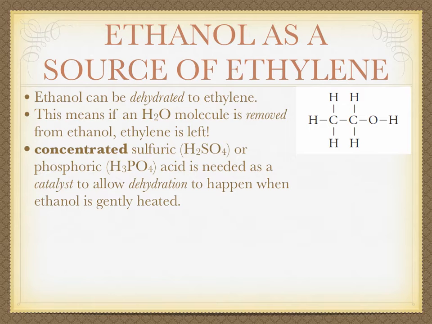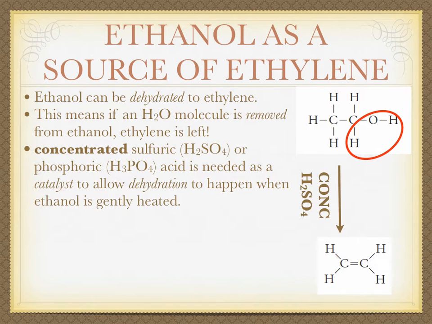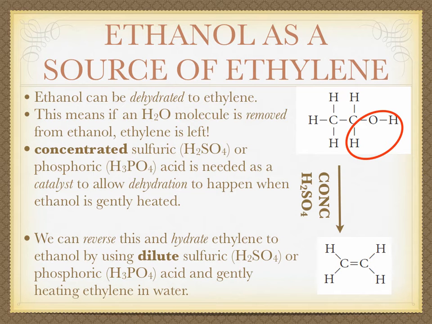The way that this is achieved is to gently warm ethanol in the presence of concentrated sulfuric acid. It will then lose that H2O molecule. So here's a representation. Ethanol, in the presence of concentrated sulfuric acid and some gentle heating, will yield ethylene and water. We have dehydrated the ethanol by removing a water molecule. Now, this is a reversible reaction where we can actually rehydrate, or simply hydrate, ethylene to ethanol. Now this is done by using dilute sulfuric acid as the catalyst and some gentle heating. So therefore we can move back the opposite direction.